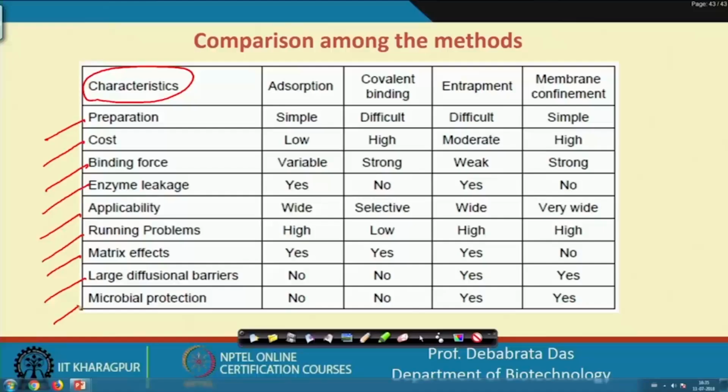Whether we are looking for the preparation of the immobilized enzyme, this will be very simple, or we are looking for the binding force between the solid matrix and enzyme to be strong, or we can find out the matrix effect, what the matrix effect should be, whether wide applicability is there. So cost, whether you can incur a lot of expenditure.